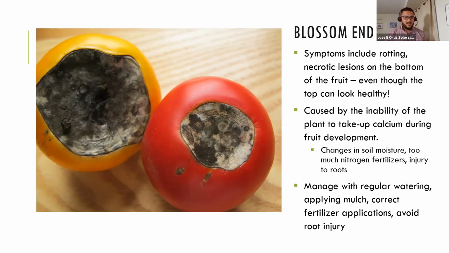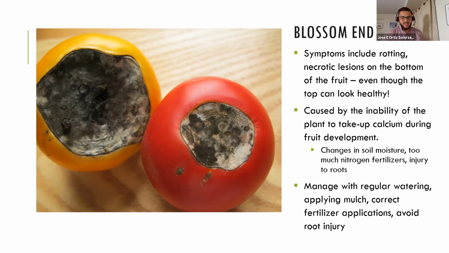Another thing is the changes in the soil moisture. When the growing season starts dry and changes to wet, or starts wet and changes to dry, it can also lead to the appearance of these symptoms on the tomatoes. Also, the excess of nitrogen can decrease the uptake of calcium by the plant and can lead to this type of disease. Injury in the roots can also affect the ability of the plant to take up calcium.